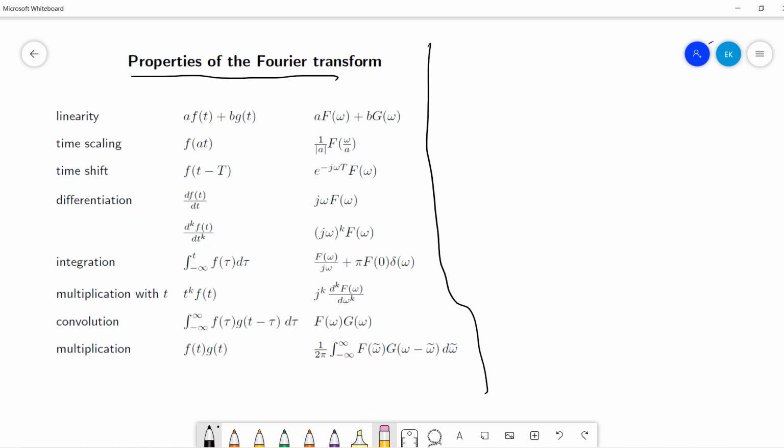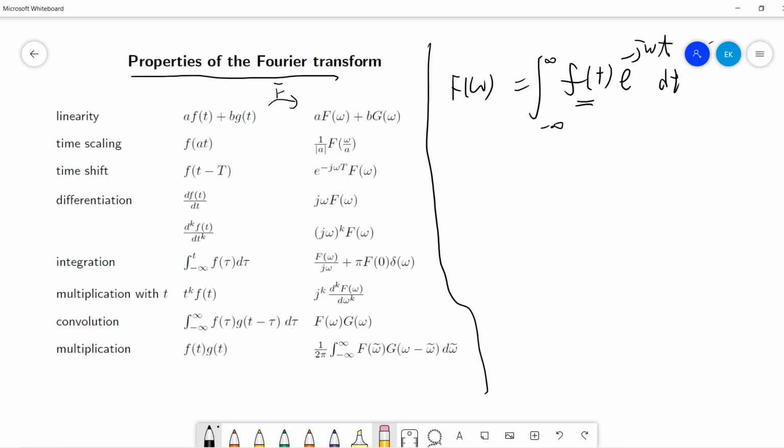In this video, we are trying to prove these properties of the Fourier transform. Let me remind you that this is our definition: f of t times exponential minus j omega t dt. This is our definition of the Fourier transform of f. Basically, this table means that this is the Fourier transform.